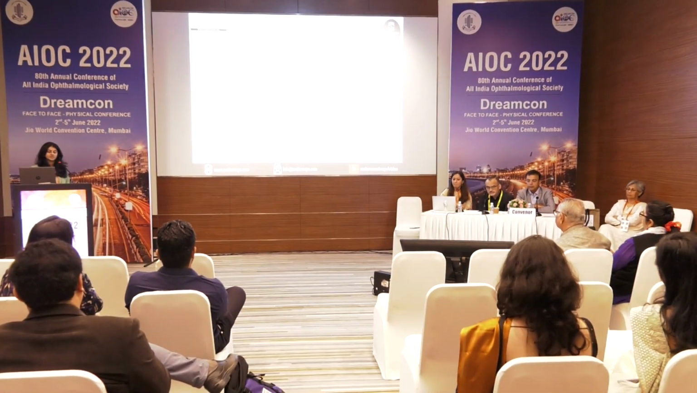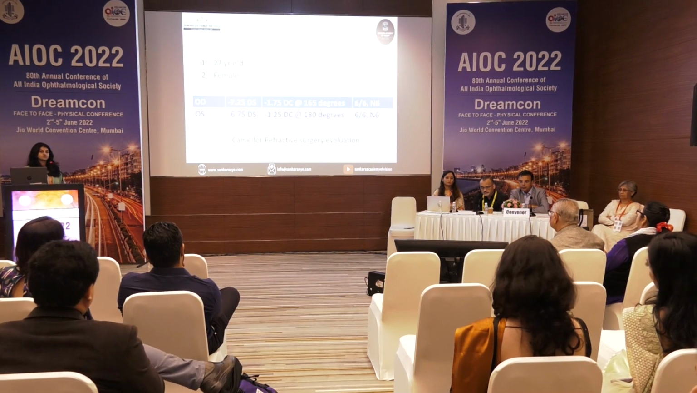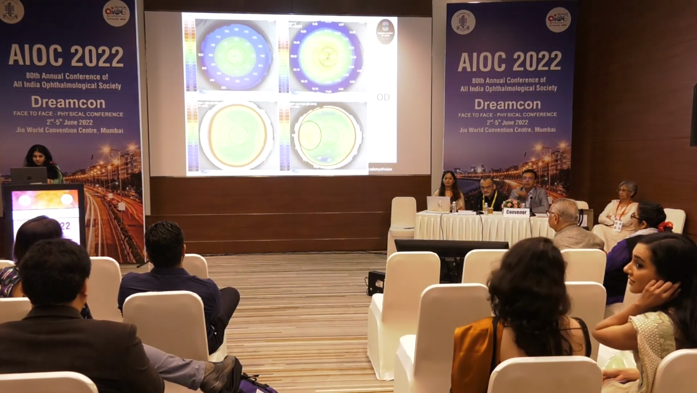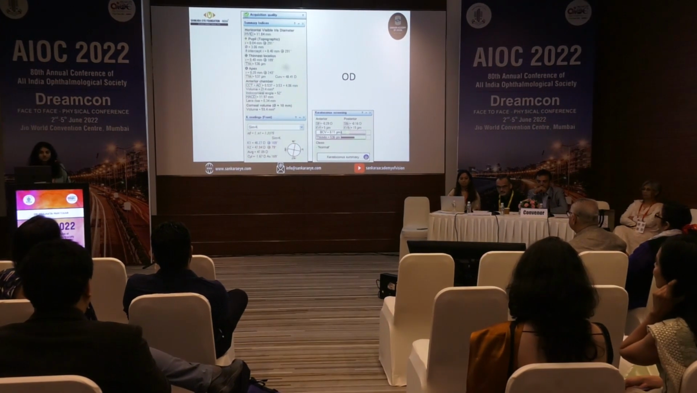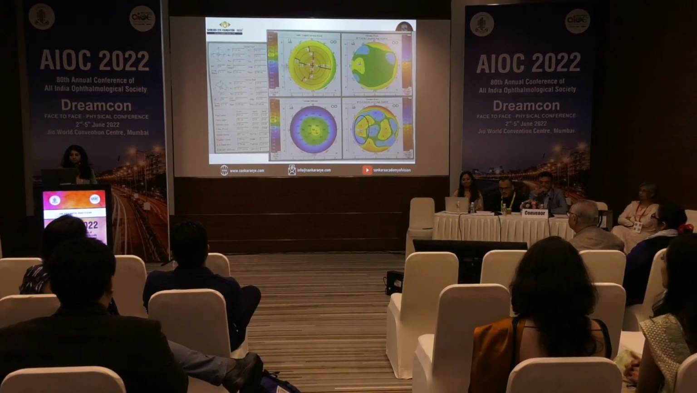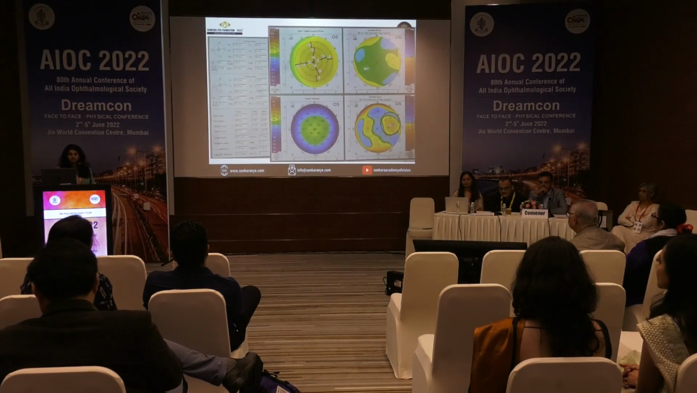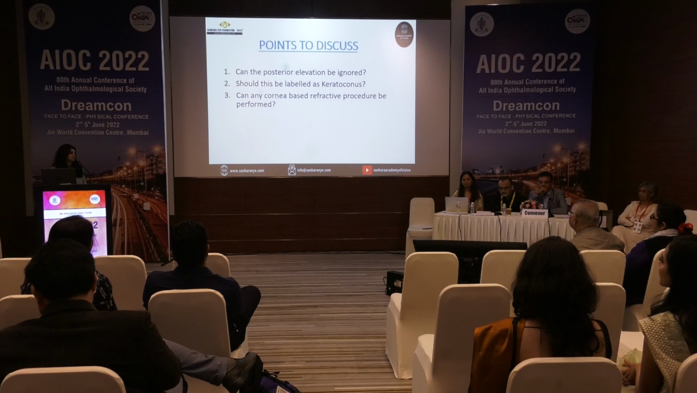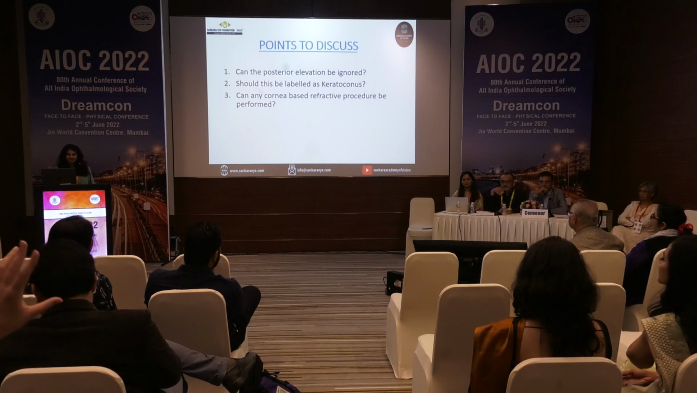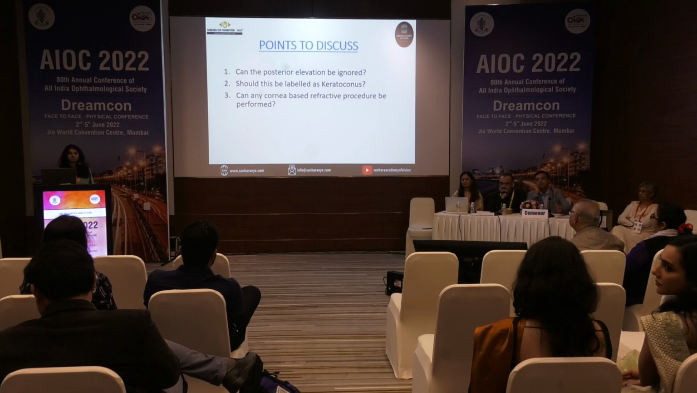I'll go back to the first case. What was the refractive error for the second case? It was a high myope, minus 7.25, 6.75. What is white to white? Right eye was 11.84 and left eye 12.12. So can we ignore the posterior elevation? Can we go ahead? Should we observe? It's not a posterior elevation actually. So can we go ahead for the second case?